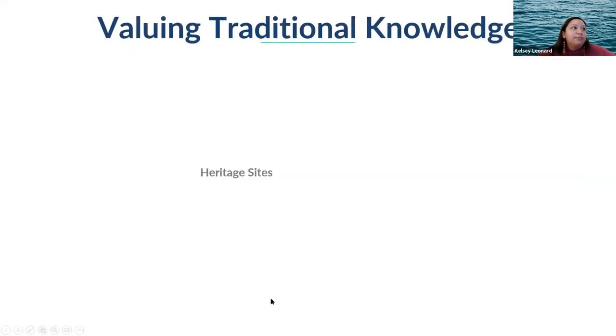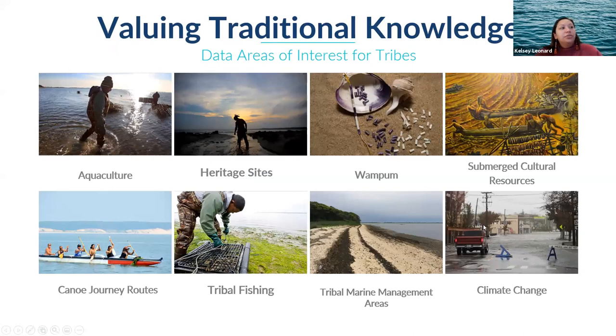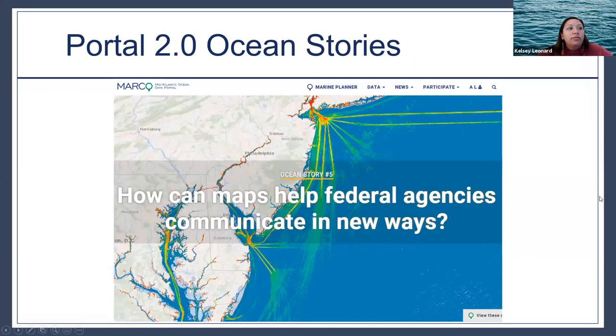and needed to have their voices at the table as well in decision-making. And in talking with tribal leaders throughout the region, they told us the types of data they wanted to see on the portal, and not all of this is captured yet. They wanted to see data about aquaculture and heritage sites, traditional items of deep cultural importance like wampum, resources that acknowledge the submerged cultural resources of tribes, canoe journey routes, things around tribal fishing and management areas, and really, I think a very prescient issue right now, the impact of climate change on our communities. This is some imagery of flooding after Superstorm Sandy on Long Island in 2012.